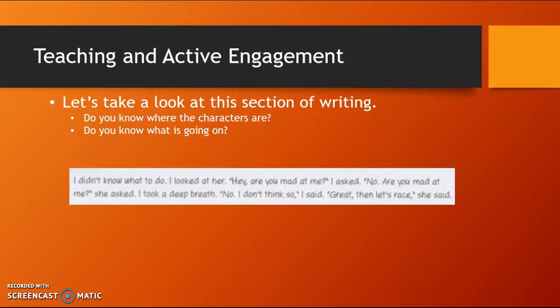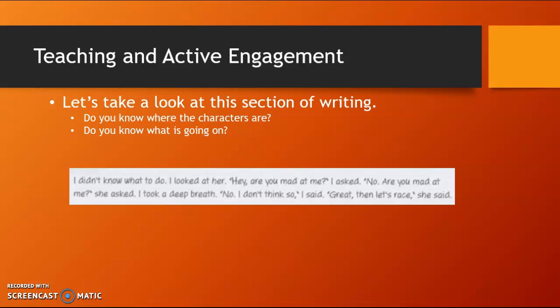Now, I know that this is just one part of the writing, but even just listening to this one part, do you know where the characters are? I certainly don't know where they are. I have absolutely no idea if they're racing up and down their driveway, if they're at school. I can't tell if it's raining outside, if it's a bright sunny day, if they are on vacation. I really don't even know what's going on. I know that there's a race, but then they're talking about being mad at each other. So I'm confused. I don't feel like the lights are on.